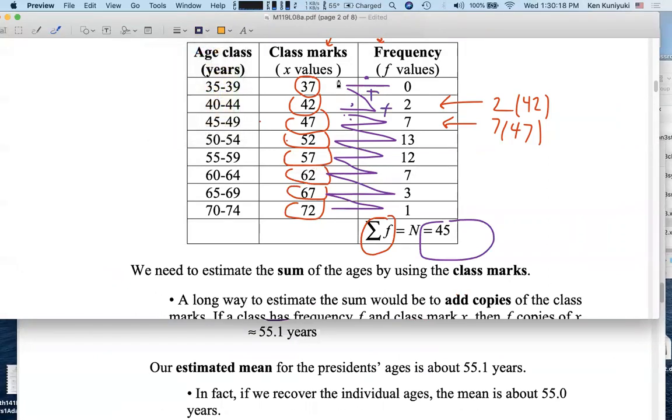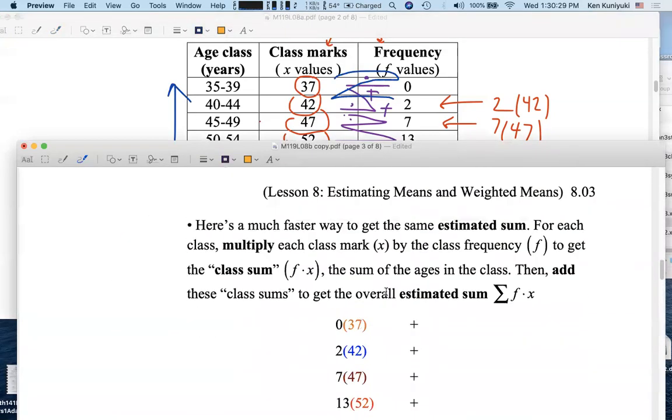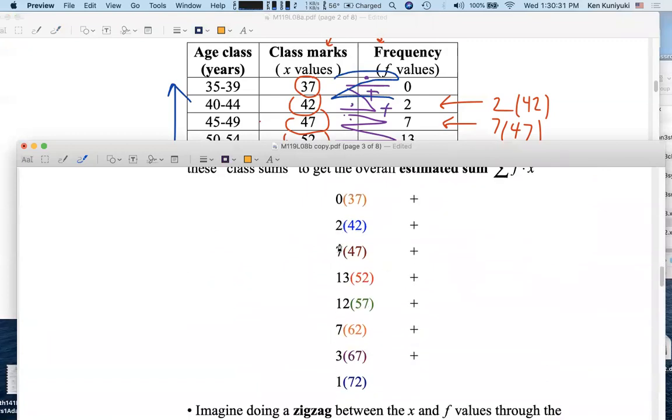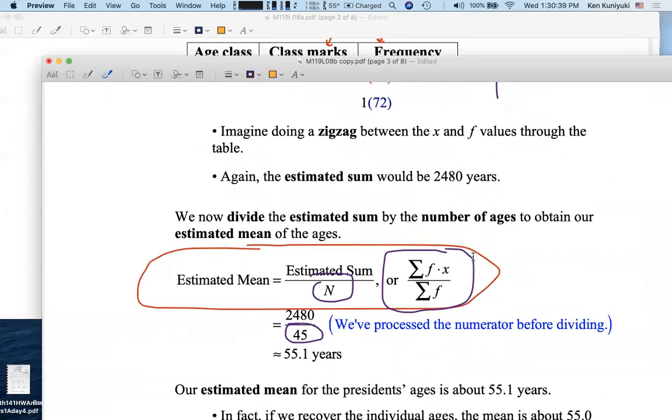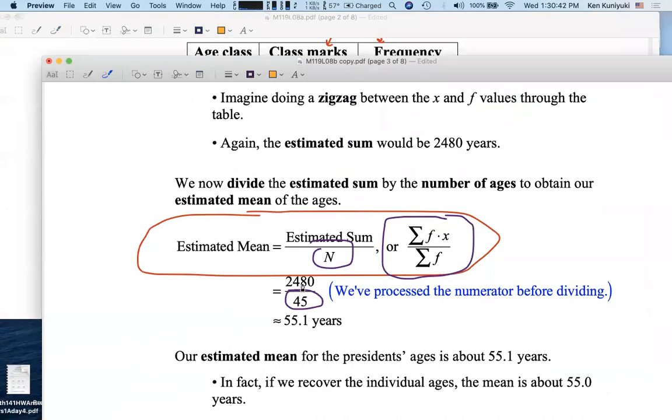You can go 37 times 0 plus 42 times 2. It doesn't matter. Okay? And in fact, you could reverse the order. Both multiplication and addition are commutative. There are various orders you can perform these in. For example, you could switch these guys, or you could reverse the order. That's fine too, of the sum. All right. Anyway, our estimated sum was 2,480. All right, from the zigzag.